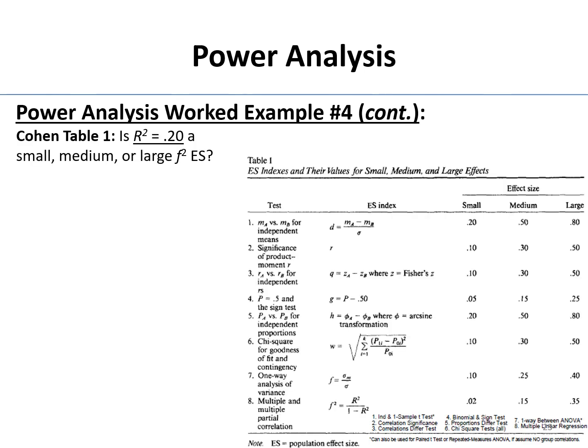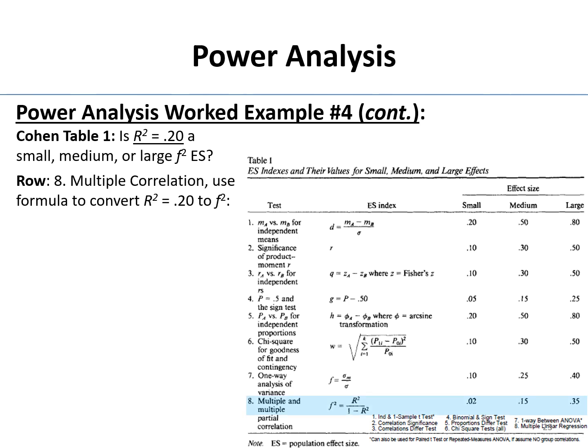So off to Cohen's table 1. The question here is, is an R squared of 0.2 a small, medium, or large Cohen's F squared effect size index? So in row 8, we have this formula that we can use to convert R squared to Cohen's F squared, which is the effect size index. There's that formula. And if you plug in the numbers, 0.2 R squared is the equivalent of a 0.25 Cohen's F squared.